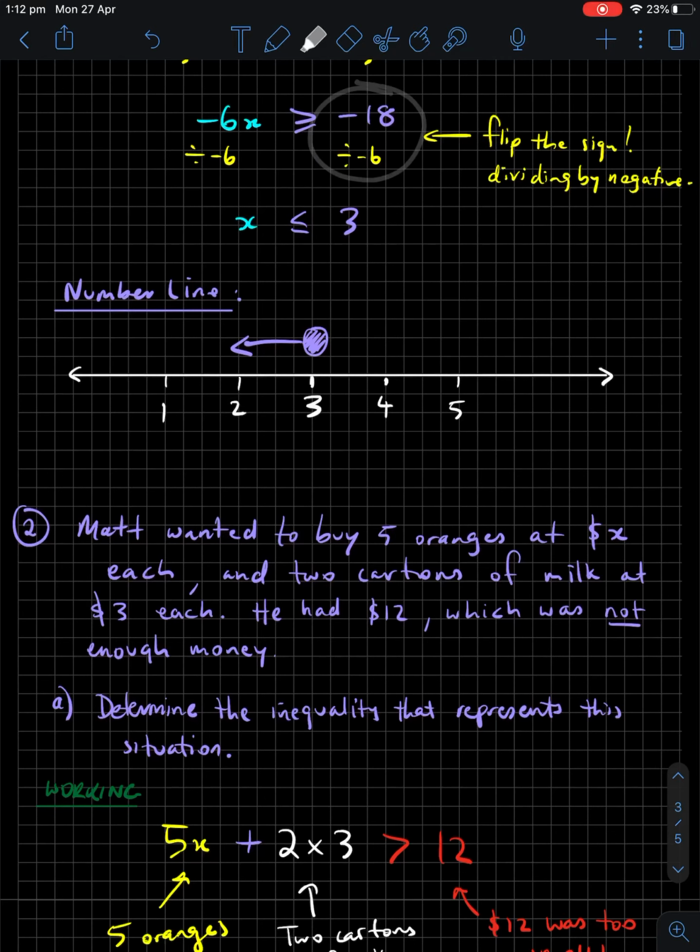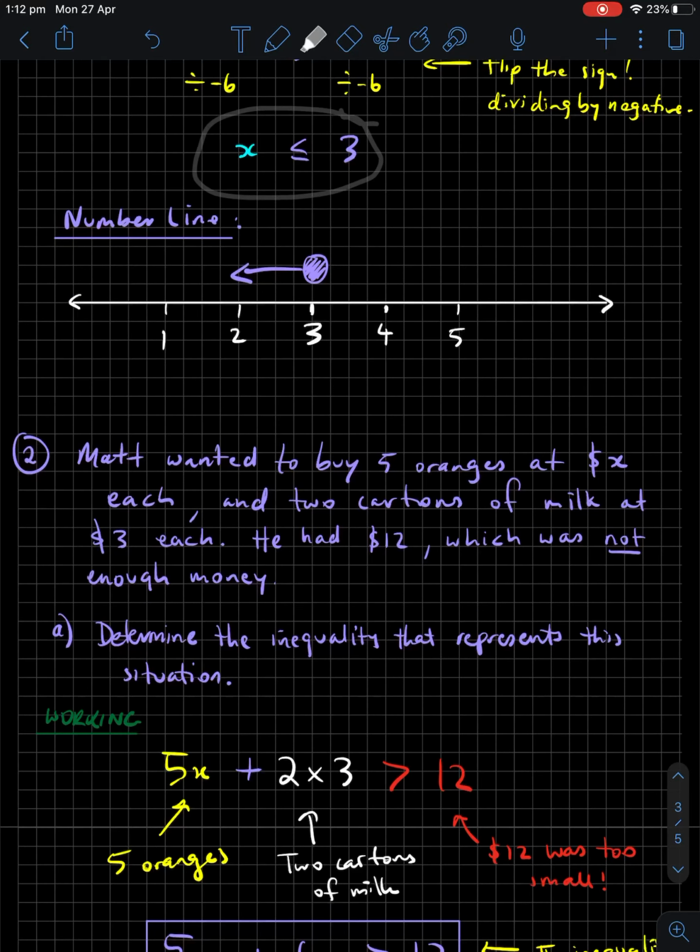Negative 18 divided by negative 6 makes a positive 3. Remember, 2 negatives make a positive when you're dividing. And we've got our x by itself. So we've got that x is less than or equal to 3. So x is smaller than or equal to 3.